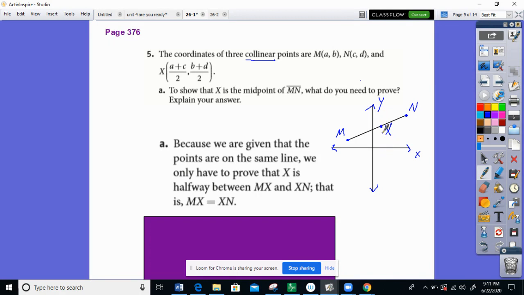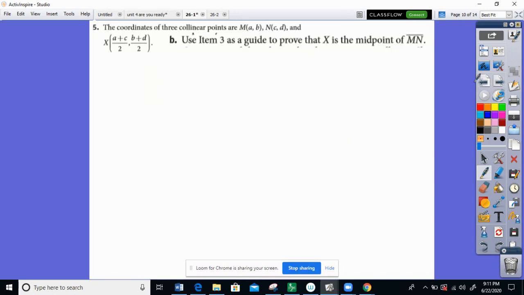But since we know that point X is somewhere on this line segment, X will be the midpoint if it divides segment MN in half, and that will be true if the length of segment MX is the same as the length of segment XN. Okay, how do we go about proving that? Well, we're going to set this up the exact same way as we did in number 3, the last example that we worked out, okay?